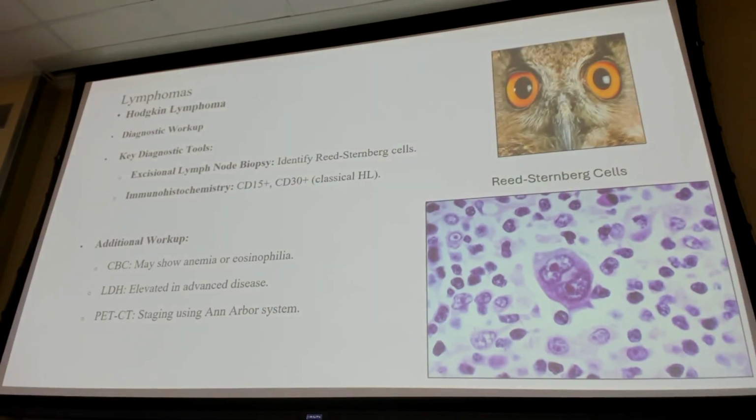Again, excisional biopsy. I've got to get the tissue to see what this is. I need a biopsy. Immunochemistry is, again, just markers on the cell to help identify the cell. Additional workup: CBC, LDH, PET scan, got it. Yeah, so the Reed-Sternberg cell, that's that creature right here, right? So that's a Reed-Sternberg cell. That's what they say, it looks like owl eyes. So there it is. That's your Reed-Sternberg cell.